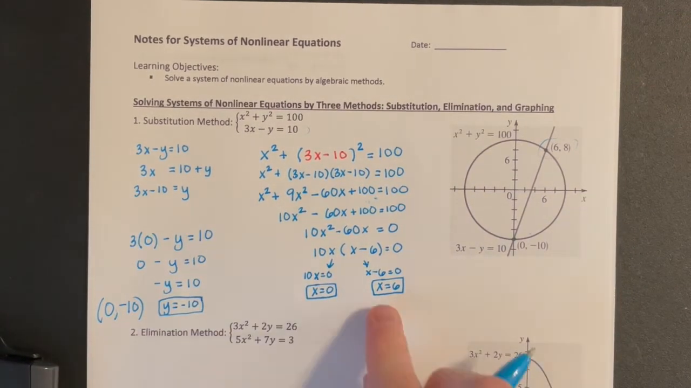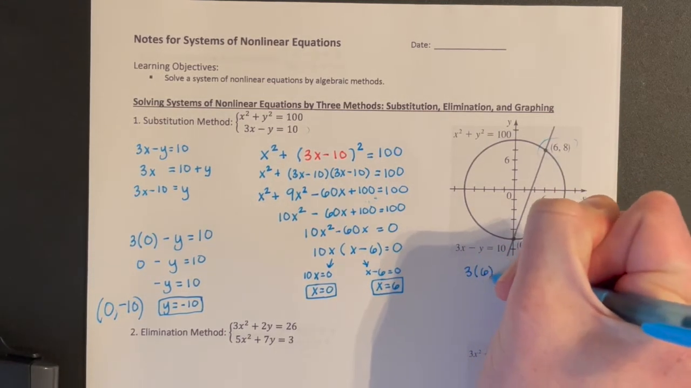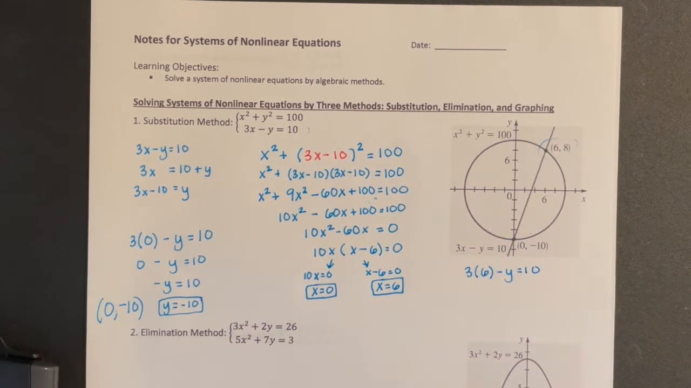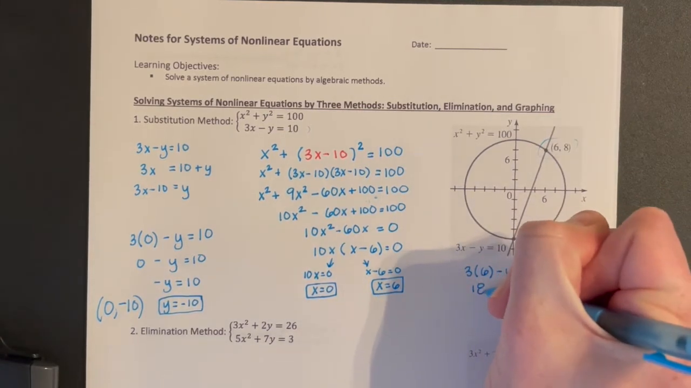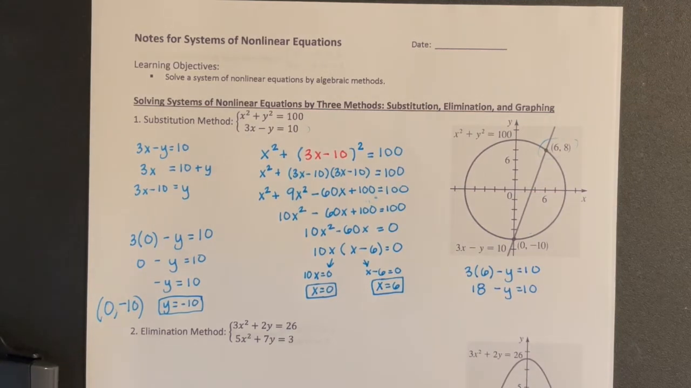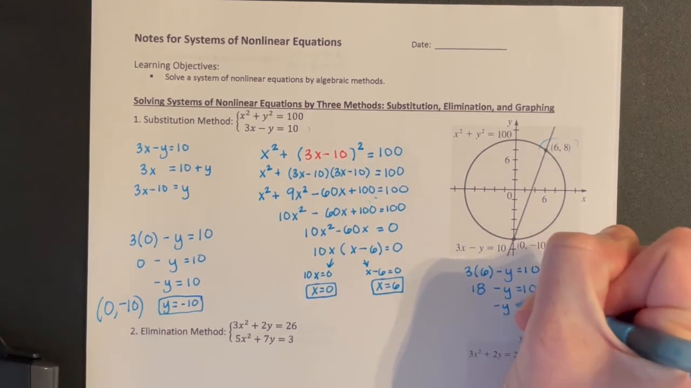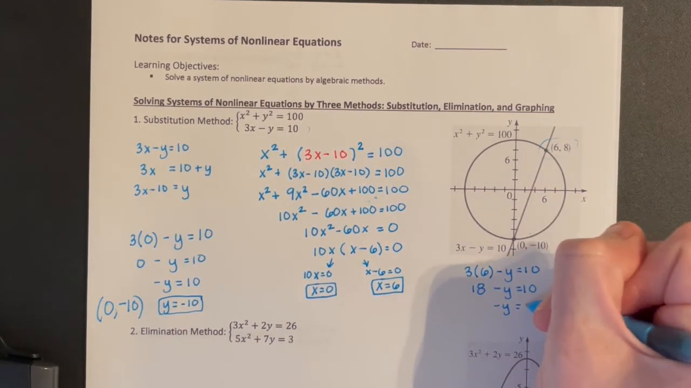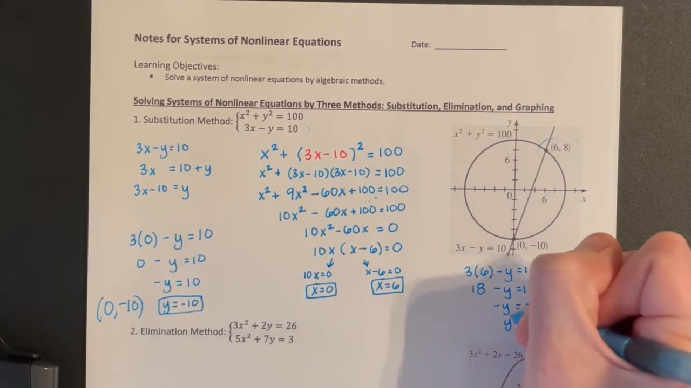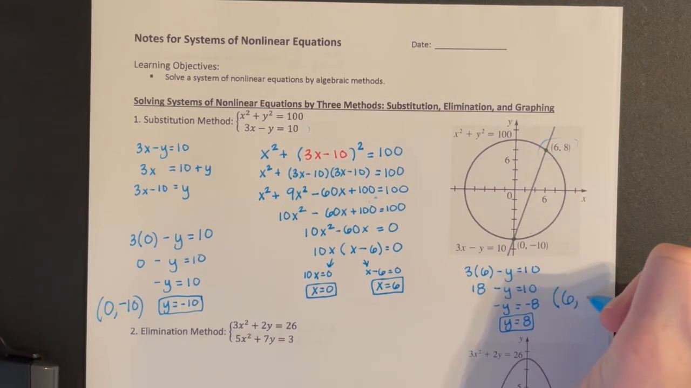Then we had another one when I plugged in 6, and I'll just do this over here. So 3 times 6 minus y equals 10. 18 minus y equals 10. And then let's see, negative y equals, if I subtract 18, I get negative 8. Divide by negative 1 makes that positive 8. So y is positive 8 when my x value was 6, so that point is going to be 6, 8.